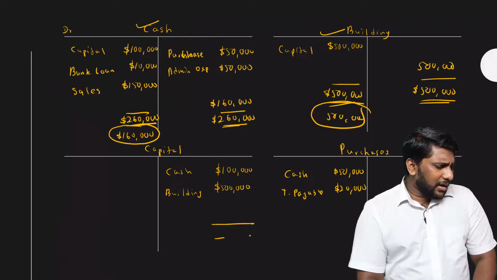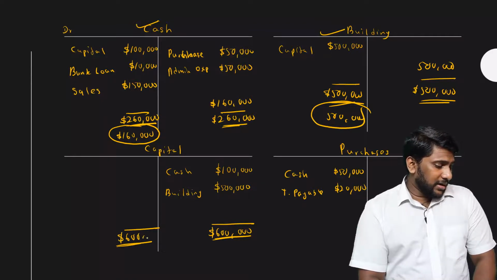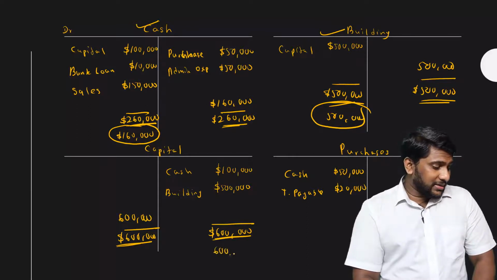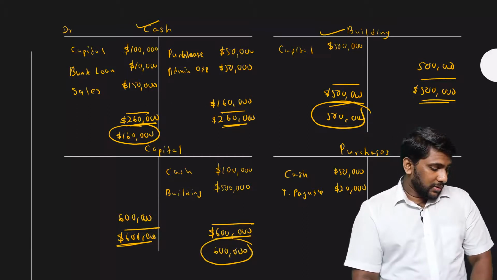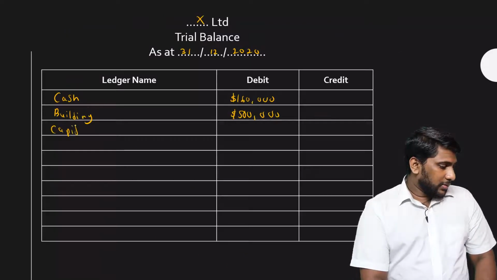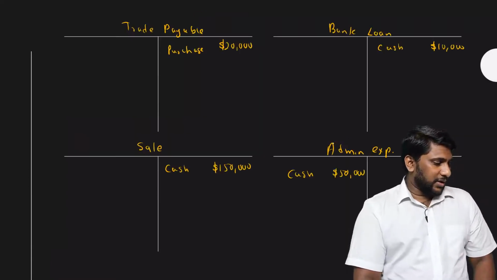And next one, my capital account is there. Capital is how much? 600,000 US dollars is the amount it is getting balanced for. Capital is equity. So equity balances should be there in which side? It should be there in the credit side. So here it is 600,000. Capital, it is there in the credit side. 600,000. Finish.